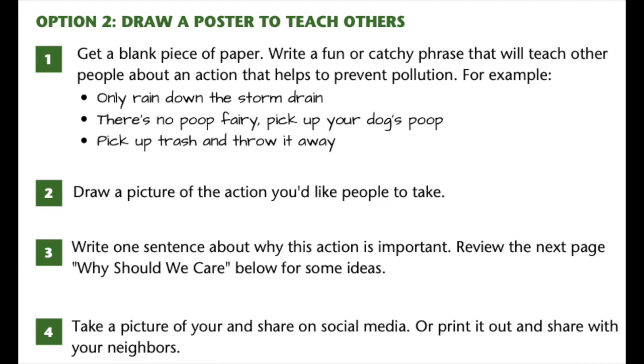If you choose option 2, to draw a poster to teach others, get a blank piece of paper, write a fun or catchy phrase that will teach other people about an action that helps to prevent pollution. So for example, only rain down the storm drain, or there's no poop fairy, pick up your dog's poop, or pick up trash and throw it away. And then draw a picture you'd like people to take, and then write one sentence about why this action is important. And then take a picture of your poster and share it on social media.